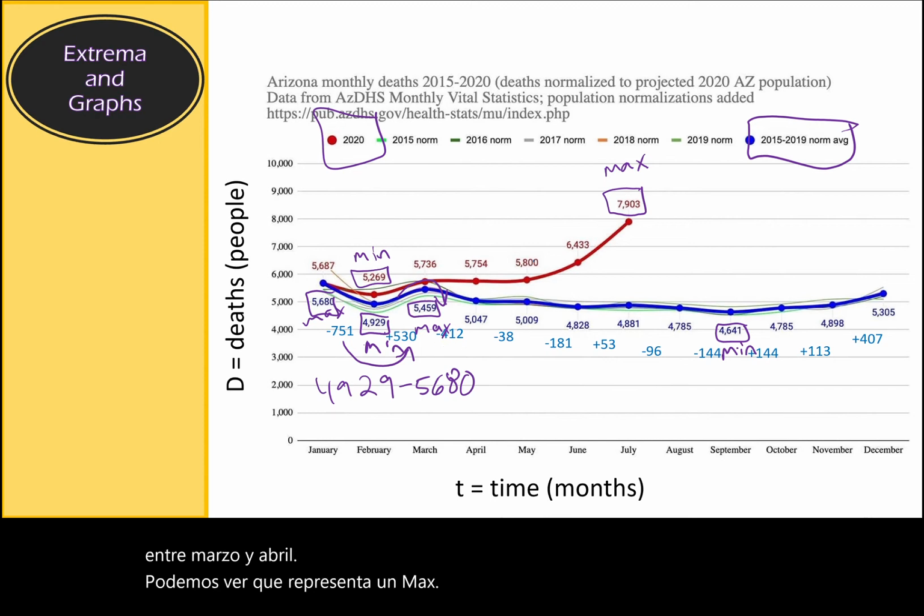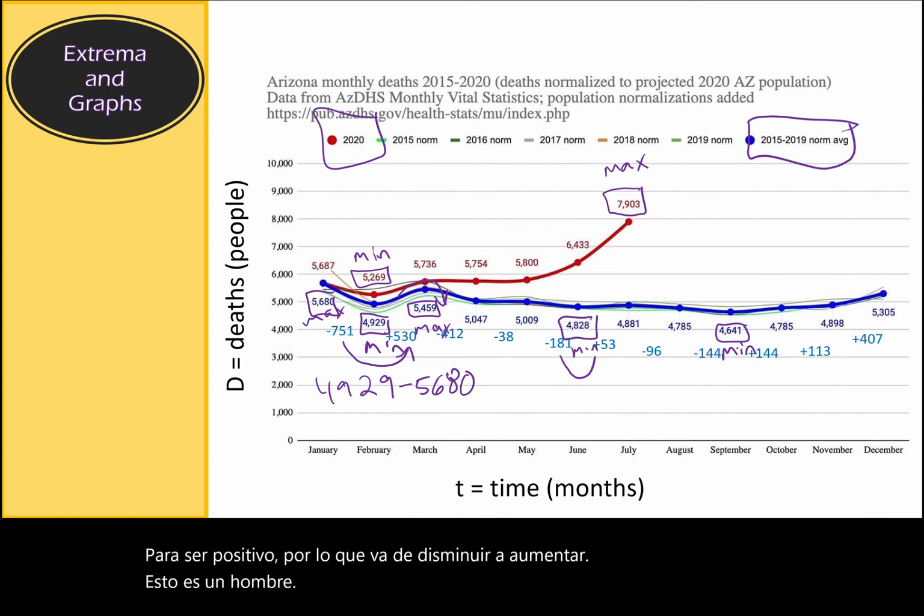The next place where it changes sign is in June, where it goes from negative to positive. So it goes from decreasing to increasing. This is a min. From decreasing to increasing in September, that's a min. And then it continues increasing, which makes December a max.